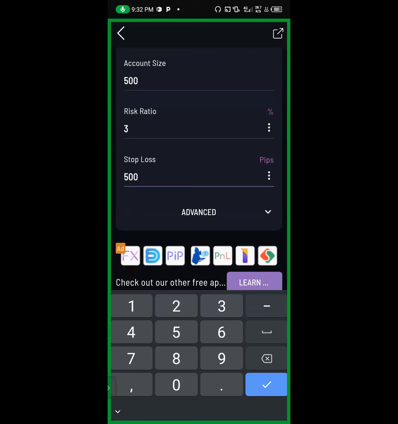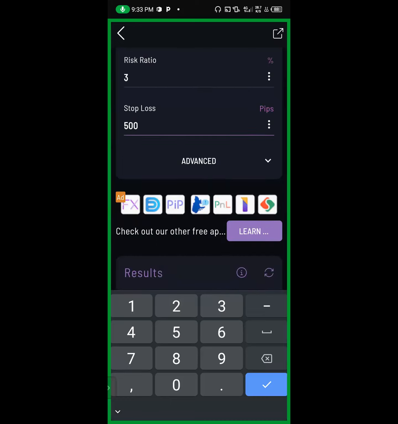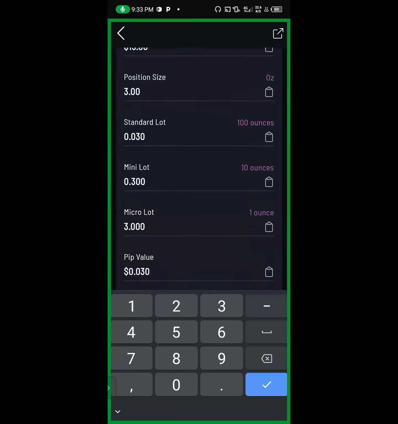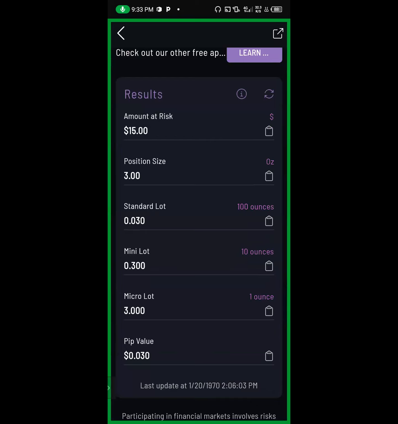I hope you understand this, and when you watch the video later, you will understand better. So your focus is on what's called standard lots. Now look at the standard lot. It has changed because I changed it from 400 to 500, which means from 40 to 50 pips. So it's now changed to 0.03.